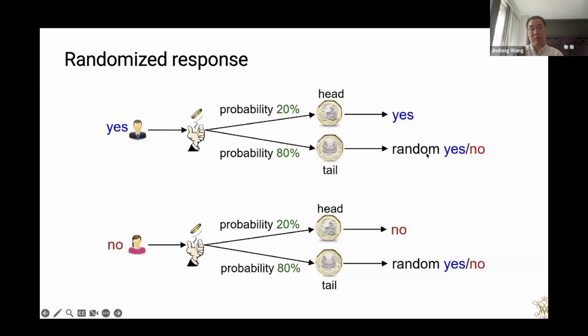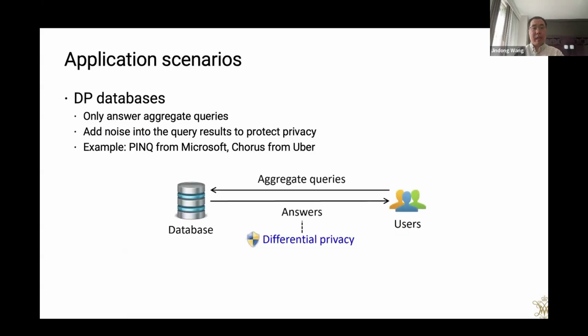So this is like 50-50, and this is 20 to 80. So this is how we protect information, how we inject noise to protect the ground truth, yes and no, for the categorical information. And there are many application scenarios. Like we can use differential privacy for building databases. We only answer aggregate queries, but we don't answer queries for a specific user, for a specific table query. We add noise into the query results to protect privacy.